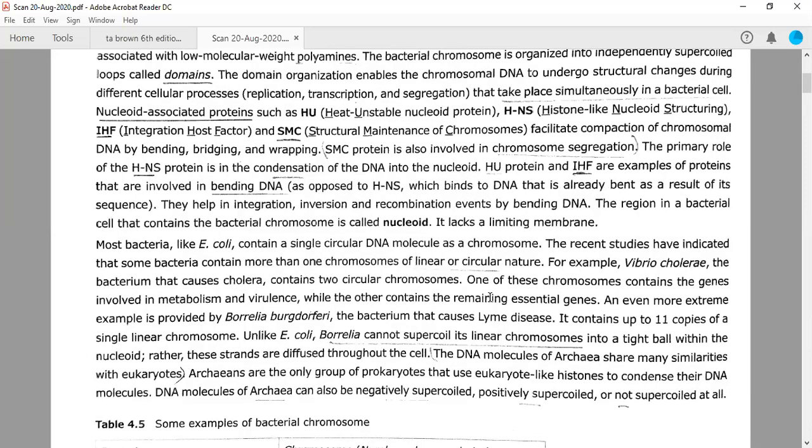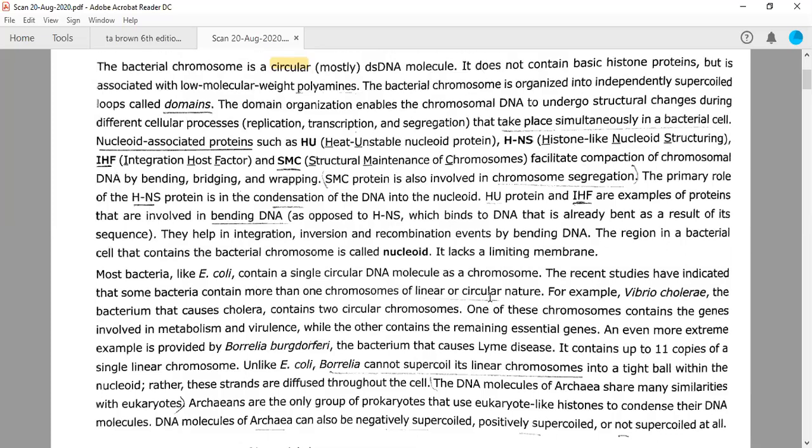So what is the point of discussion? It is also possible that the chromosome is not always circular. In some cases, it may be present as a linear chromosome. And it is also possible that a single bacterial cell may have more than one bacterial chromosome.